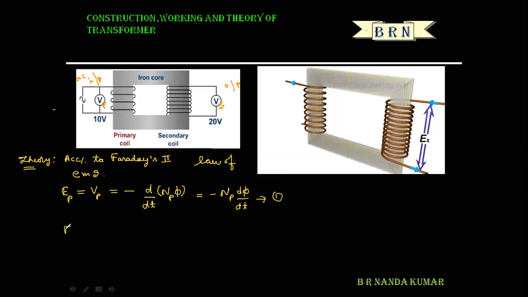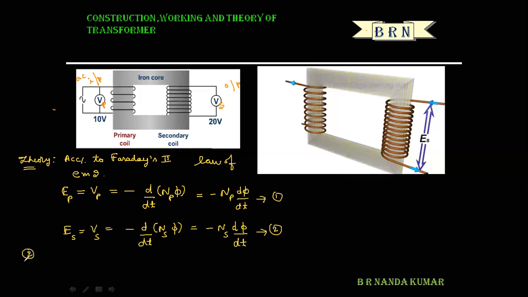And the EMF induced in the secondary coil, VS, is equal to minus d by dt of NS into phi. NS is constant, so it stays outside: minus NS into d phi by dt. So this is the EMF induced in the secondary coil, according to Faraday's second law of electromagnetic induction, right?